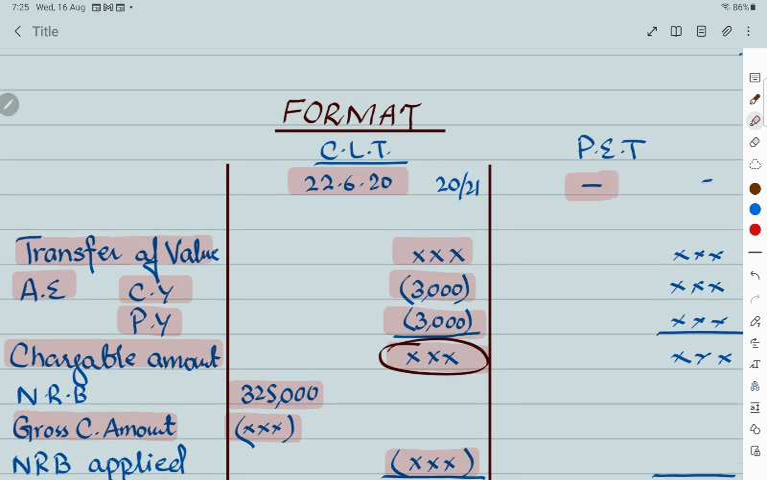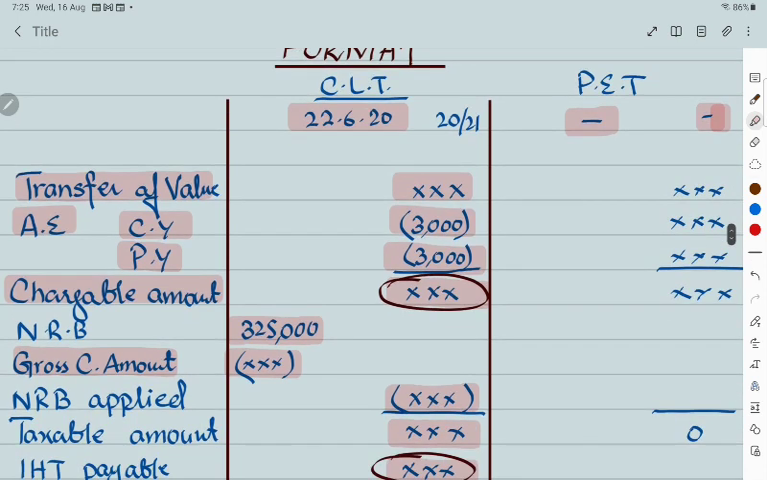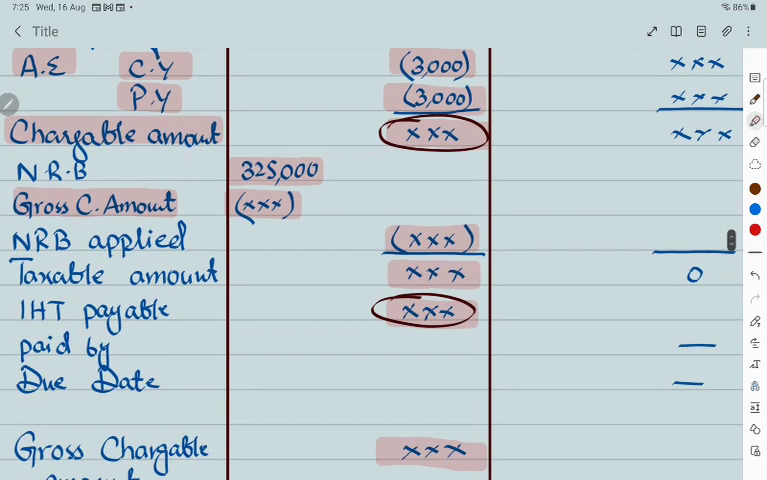For the potential exempt transfer, again you have to mention the date and identify the year, and after that the transfer of value. From the transfer of value you have to deduct the current year annual exemption and then the previous year annual exemption, the same as before. But for the potential exempt transfer you don't have to use the nil rate band.